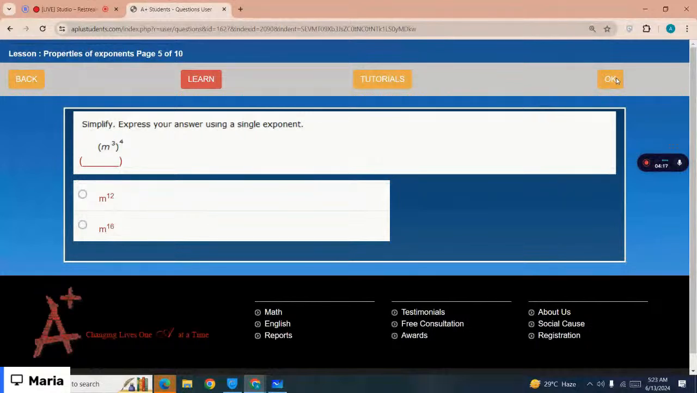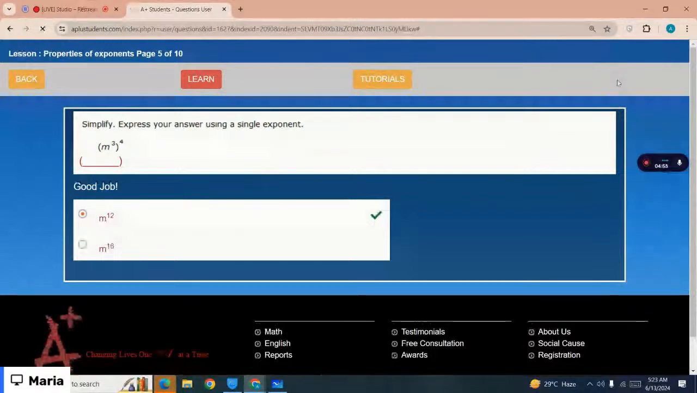The next one is m exponent 3, all exponent 4. So which is the correct option? The correct option is m exponent 12. Option number 1 is the correct option.